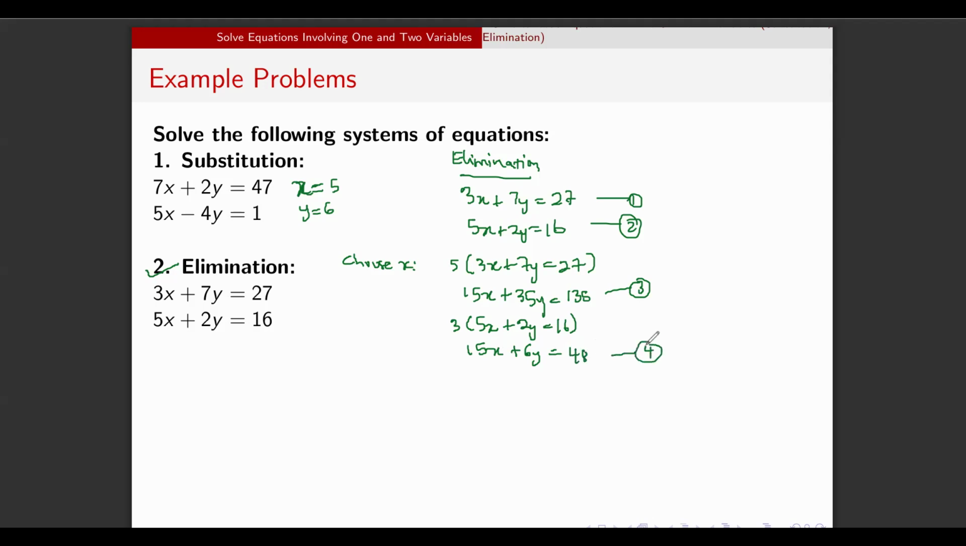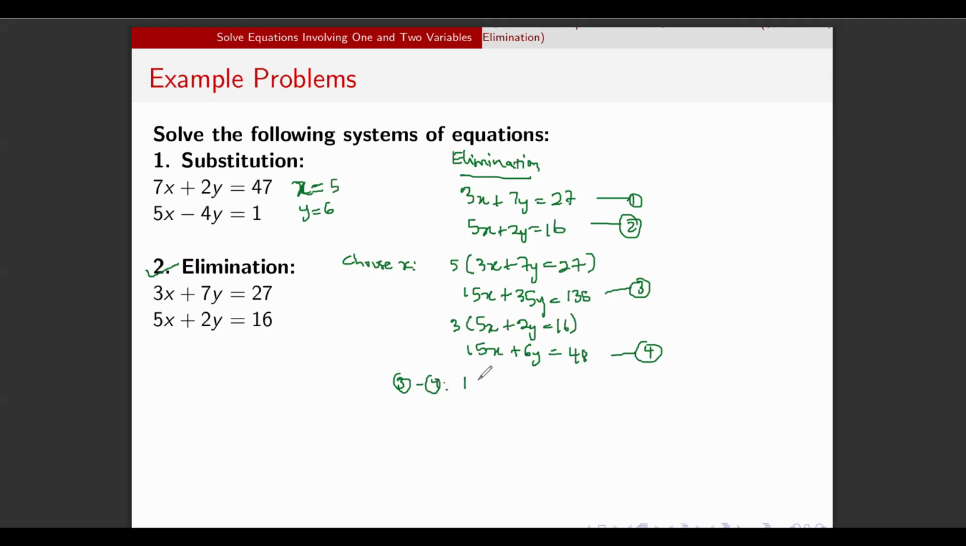This is my new equation 4, replacing equation 2. So I have now equation 3, equation 4. Each of the x variables has the same coefficient, 15, 15. How do I get rid of it? I can subtract this 15x from this 15x. That will look like taking equation 4 from equation 3. So here I'll say equation 3 minus equation 4.